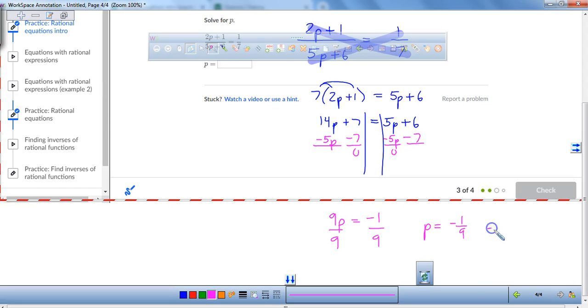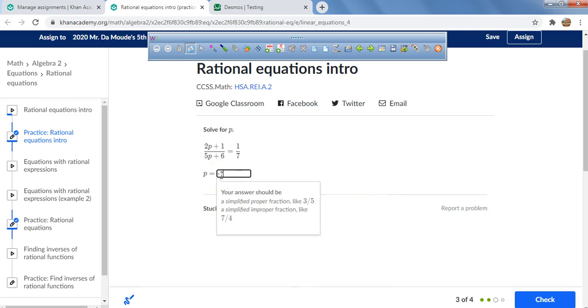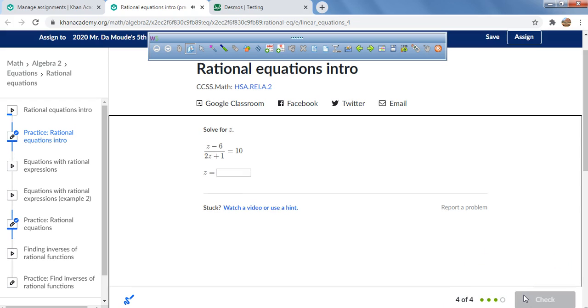Now you would not put in negative 0.111 and keep going forever. That would be bad. We're going to put in negative 1/9, and we'll see if it works. Negative 1 divided by 9. We got it. And so that's basically all you've got to do.